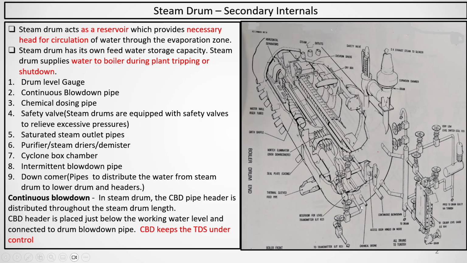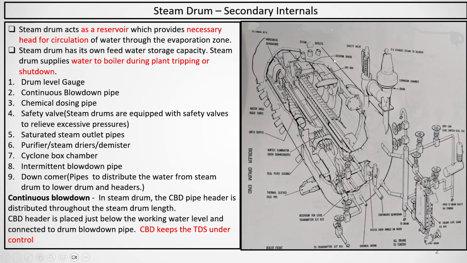Then the chemical dosing pipeline. This is where the chemical trisodium phosphate is dosed from one end of the drum to the other end. This is made of SS pipe, because SS is required; otherwise, due to corrosion the pipe will erode. So this is also part of the secondary internals of the drum.